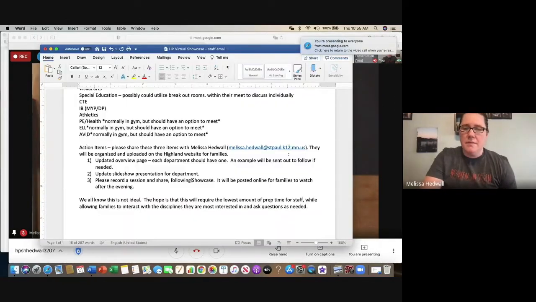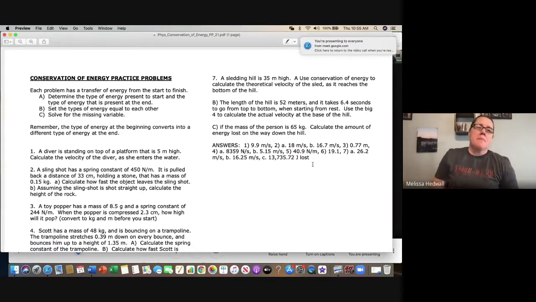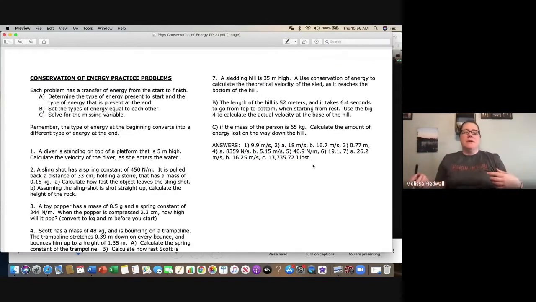In what we have done, with each problem you're looking at the energy transfer. So you're figuring out what type of energy you have at the top or in one form, and then how that translates into another form to be able to solve for the missing variable.